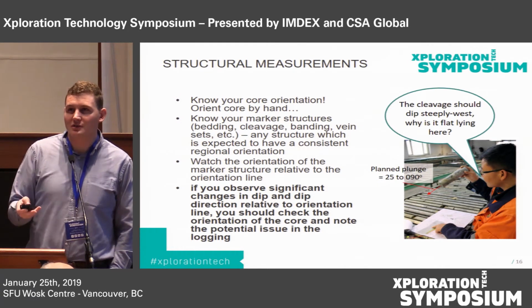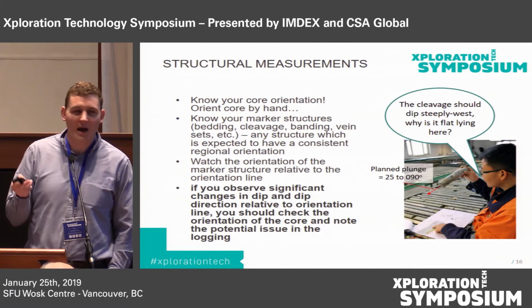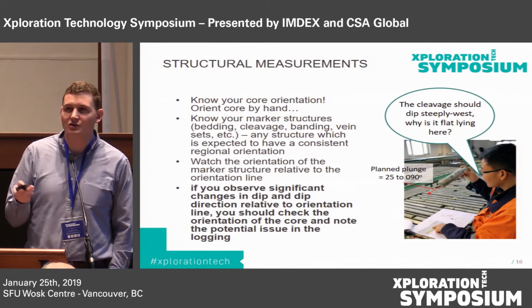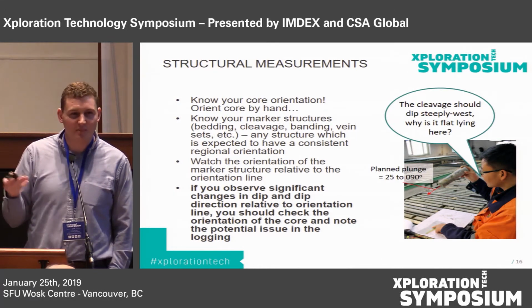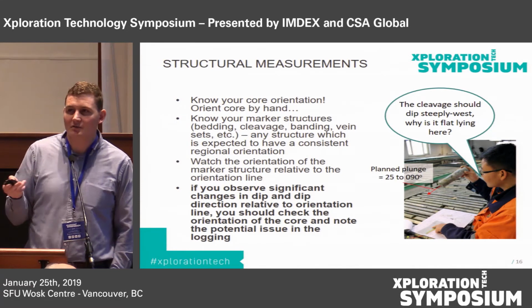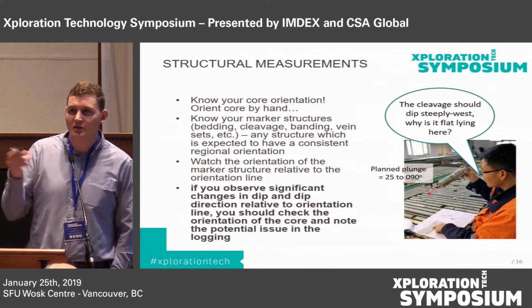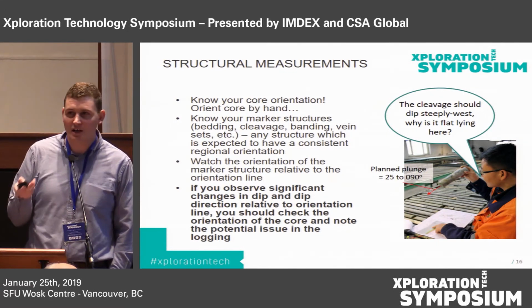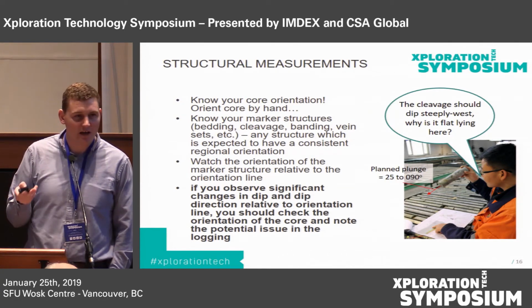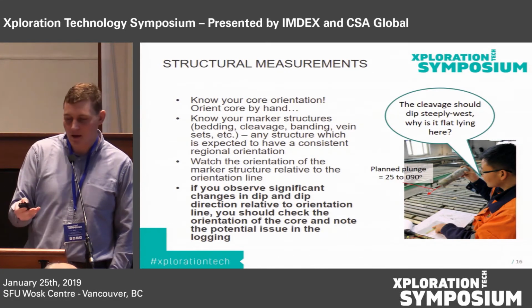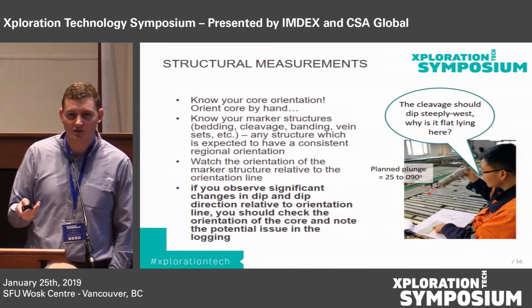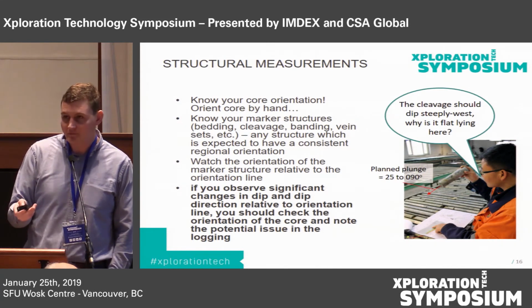Making sure your geologist knows the core orientation, can orient the core by hand, can think about any marker structures. So if you've got a marker structure like cleavage or bedding that you expect to be regionally consistent and it changes suddenly, then you can start asking questions. You can go back and check, is there a problem with the core orientation, or is there really a big change in orientation here? And you can start flagging those issues as you're logging it.